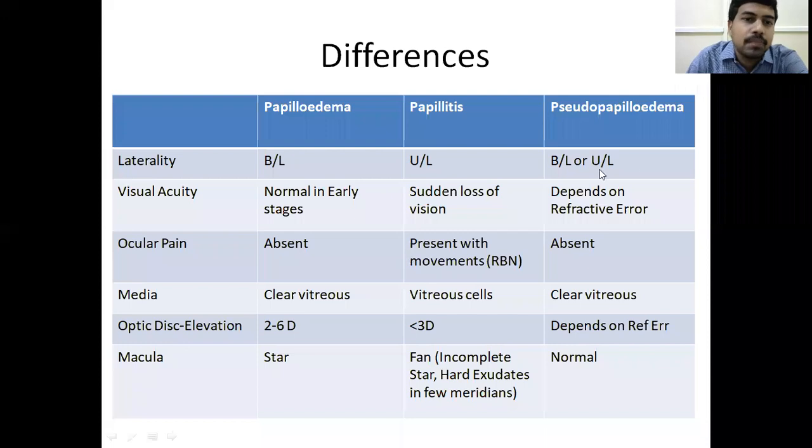In papilledema, the visual acuity is normal in early stages except in the atrophic stage. In papillitis, there is a sudden loss of vision over 2 to 8 hours, and the vision loss can go up to a maximum of 1 week. Usually in 2 to 3 days the vision loss is complete, but in some people it can take up to 1 week. And in pseudopapilledema, there is no vision loss. It depends on the refractive error.